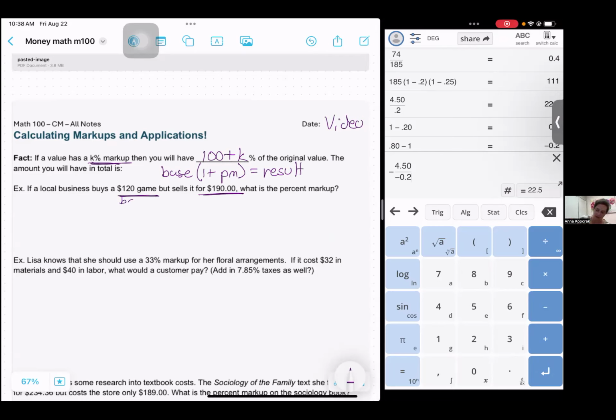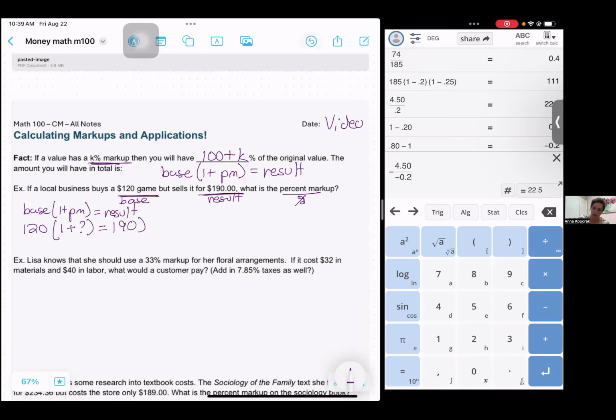So here we have a base. Here we have a result. The percent is the thing we don't know. You could put percent decimal or percent markup. Okay, so I'm going to rewrite my formula. Base times 1 plus percent markup equals result. So we have a base of $120, times 1 plus an unknown markup, is equal to $190.